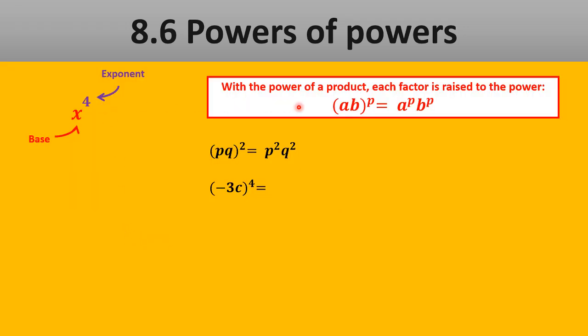Here. And again, you can now also write it down like this. This is the notation using letters. If I have AB to the power of P, I get A to the P power and B to the P power. PQ squared means P squared Q squared.